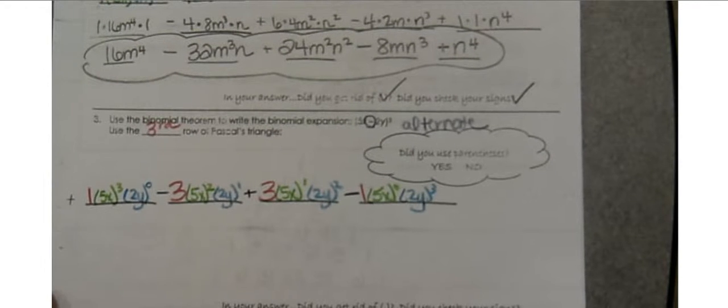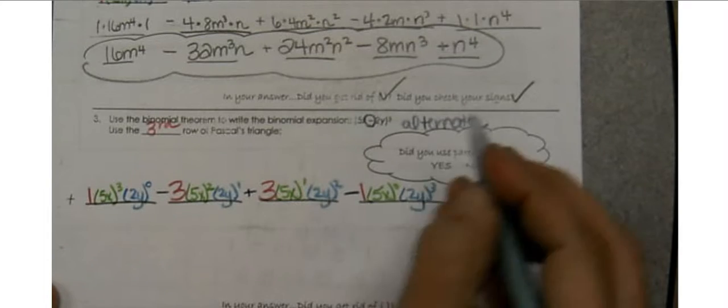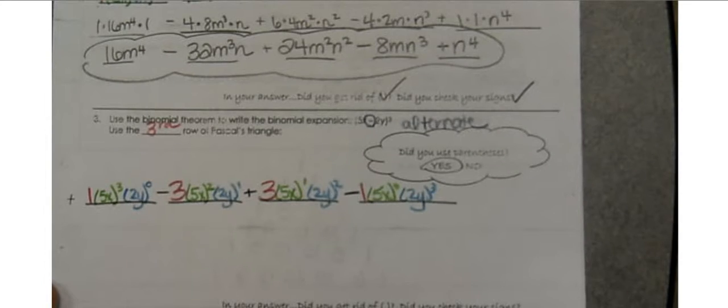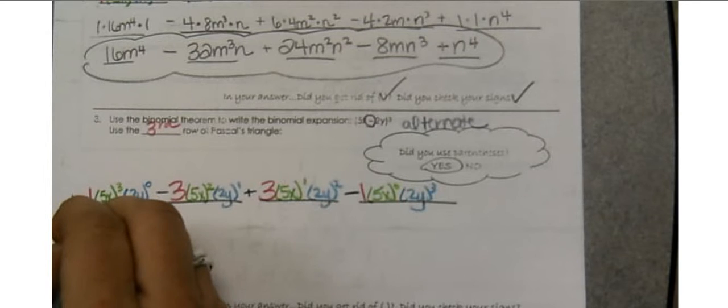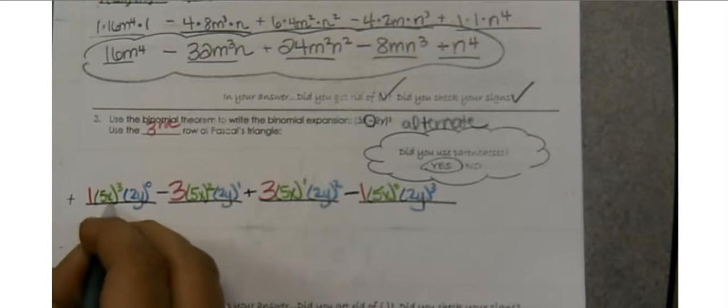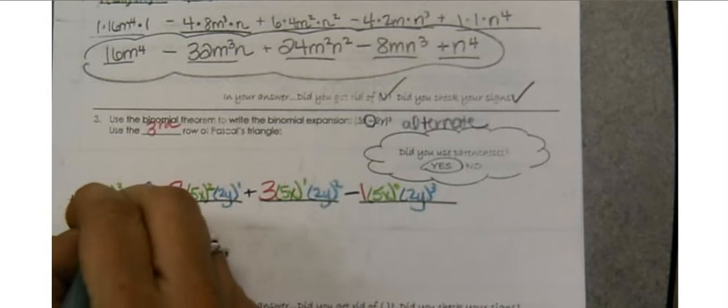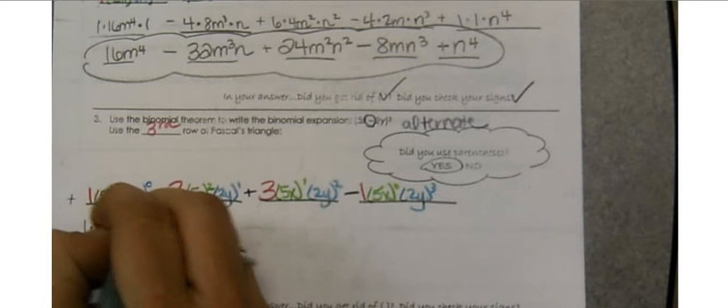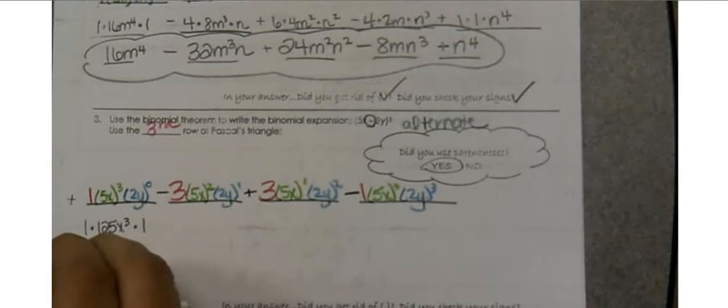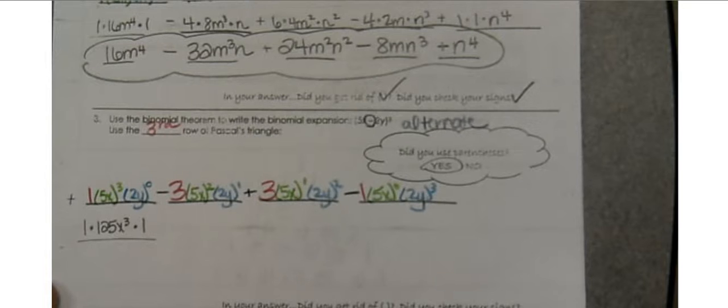Remember, next we get rid of the parentheses. We evaluate all of these different things. So yes, we used them. So now let's get rid of the parentheses. 1. 5x cubed would be like 125x cubed. 2y to the 0 is just like 1.